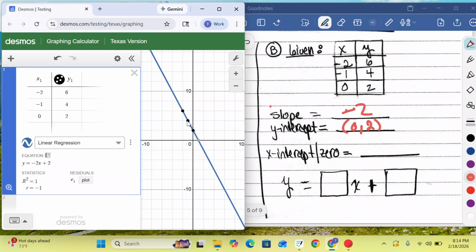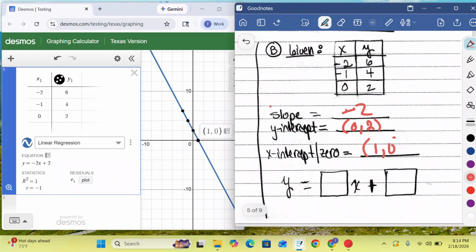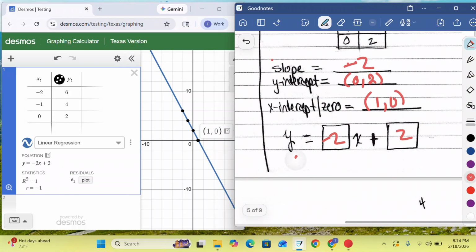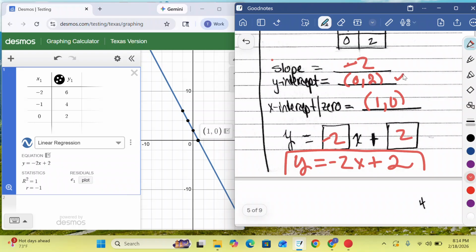And right here, you have to be careful that you cannot click these, because these are not y-intercepts. These are just points on the graph. And then my x-intercept is (1, 0). And then when I fill out the equation right here, it's going to be negative 2, and it's going to be 2. And if I want to rewrite this equation, I do y equals negative 2x plus 2. And once again, my slope is negative 2, and my y-intercept is right here, and my x-intercept is right here.